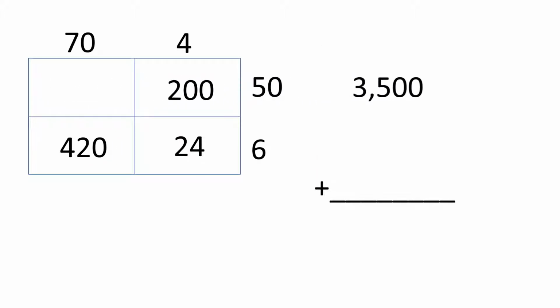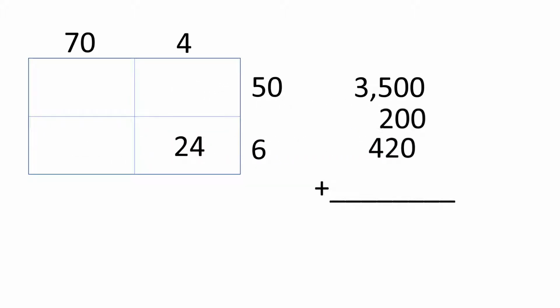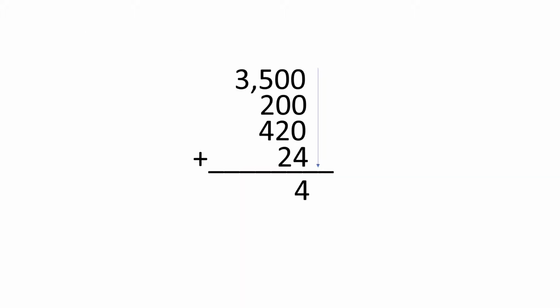So 3,500, 200, 420, and 24. Remember, the order doesn't matter, but the place does. Make sure that you've lined them all up. This is 3,000, and this is 24. So make sure they're all lined up correctly.